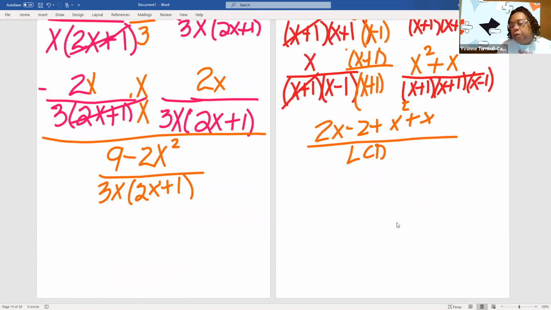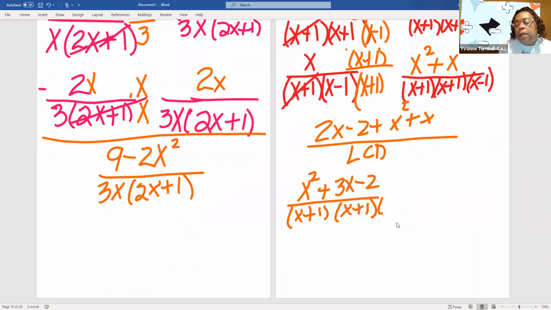Because it's a polynomial, and polynomials are usually written in descending order, I'm going to have x squared plus 3x minus 2, all over x plus 1 times x minus 1. Now, at this point right here, we need to see if factoring is possible to see if we can simplify.